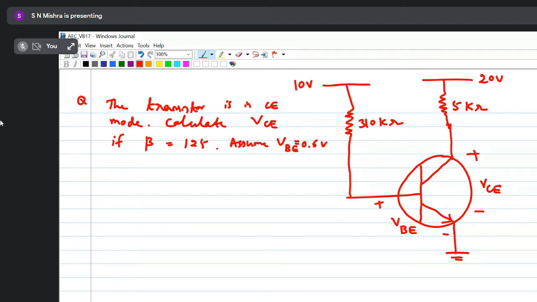Okay. So this is the given circuit. Next, you have to find out the output voltage between collector and emitter, that is VCE. Beta is given and VB is given 0.6 volt. So how to solve this type of problem? That's why we need to find out VCE.